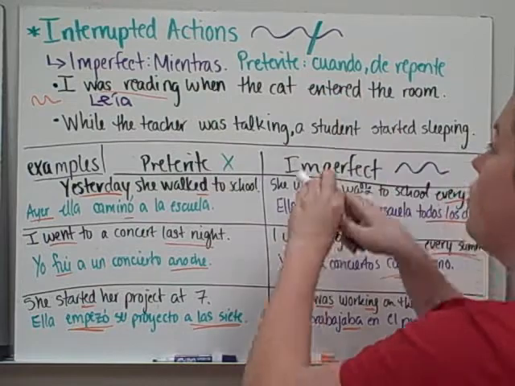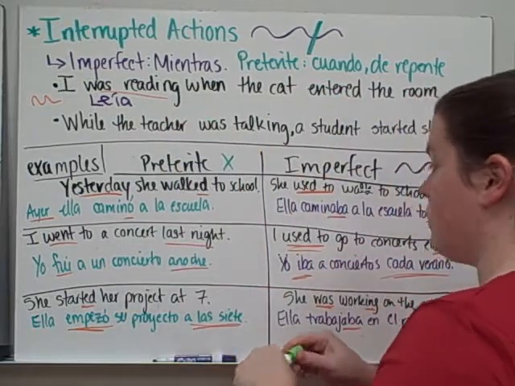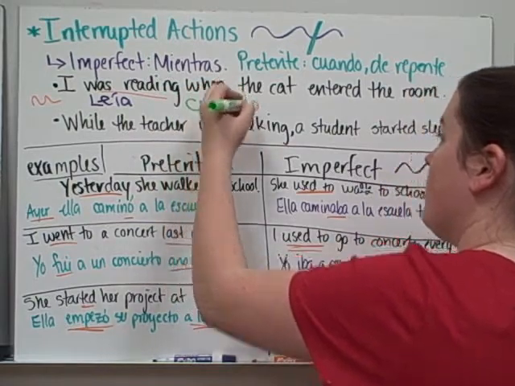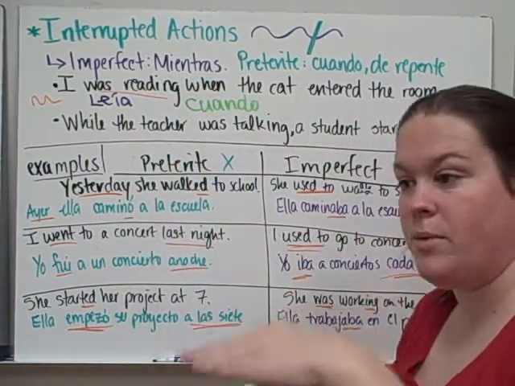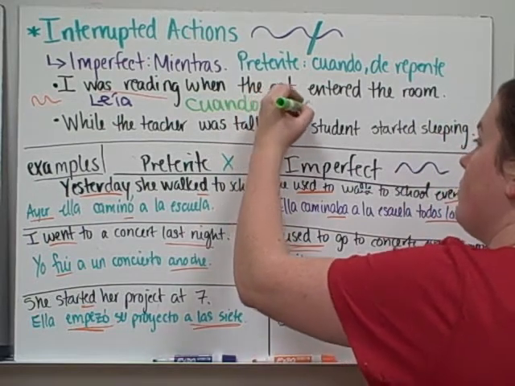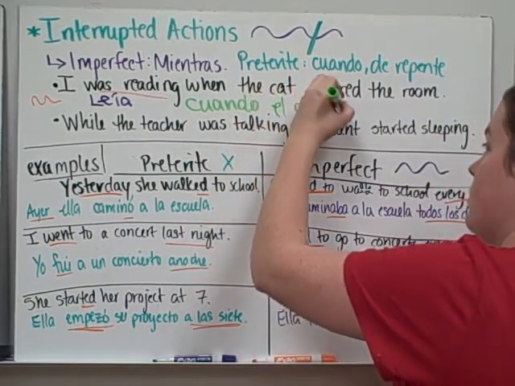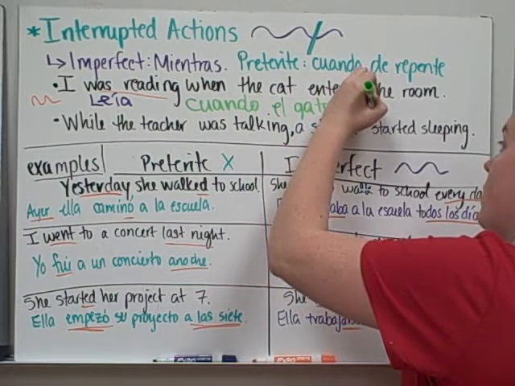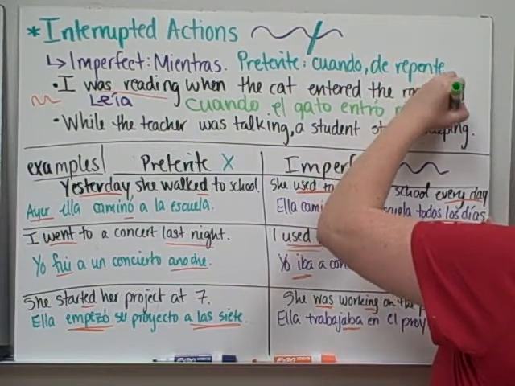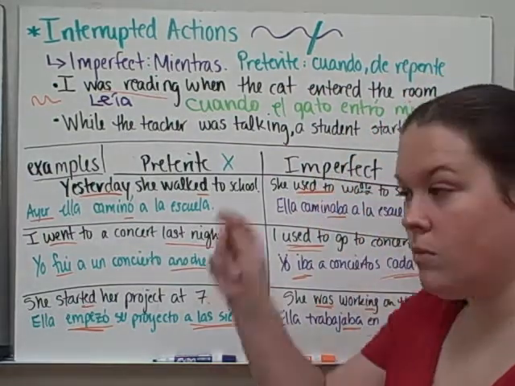When, cuando, the cat entered the room. This was happening when the cat came in. So el gato entró mi cuarto. Came in my room. Entered.